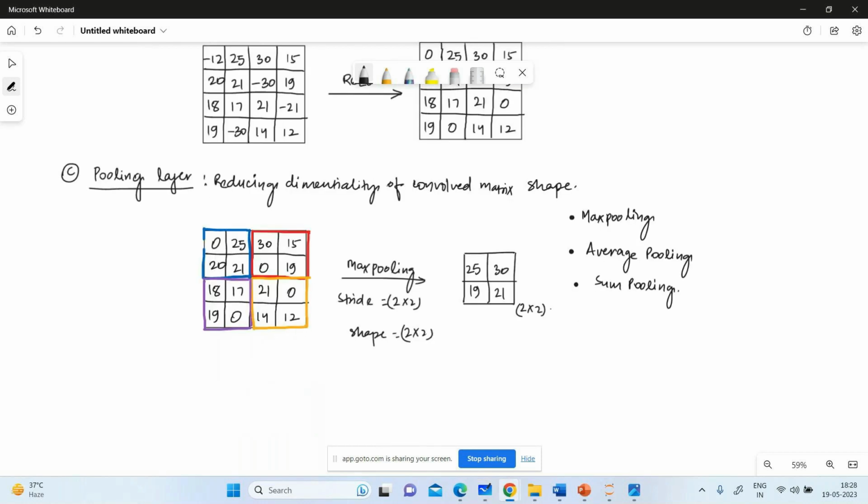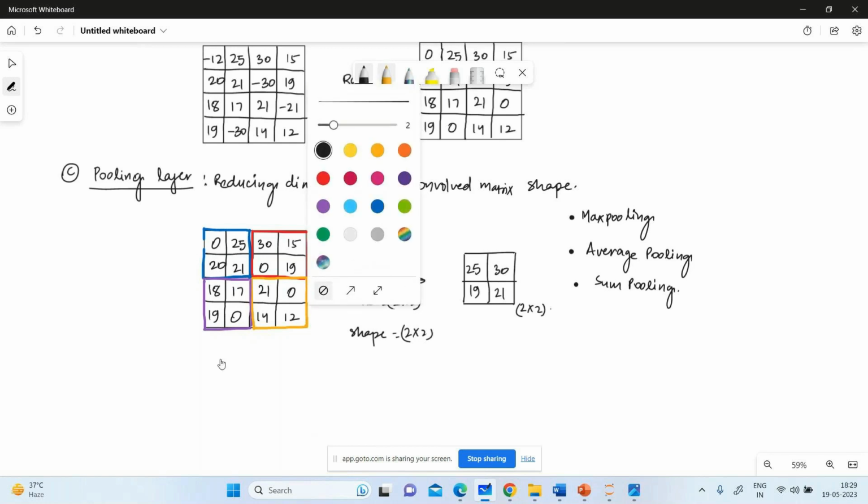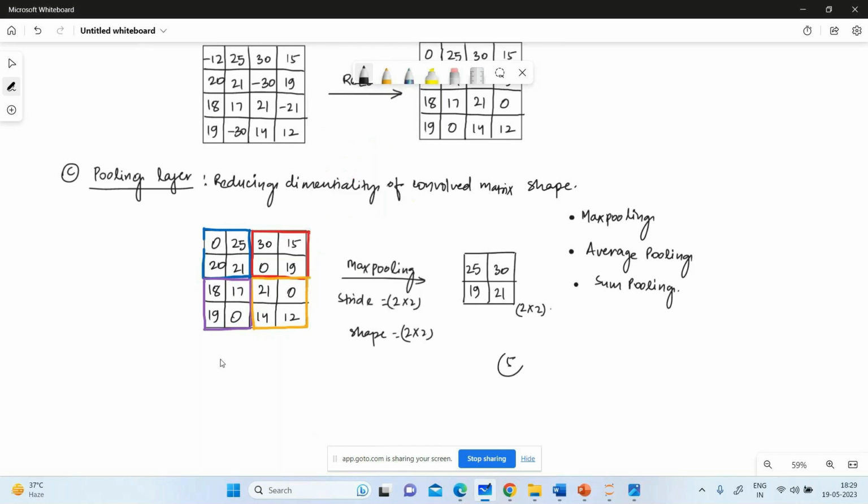What about the case of 1D, will this work? What do you mean by that? I mean dimensionality reduction, which we are doing over here. This one is in 2D, but in case of 1D, suppose we are taking an Excel or CSV sheet, will this pooling work? In that case, let's say we have taken 5.